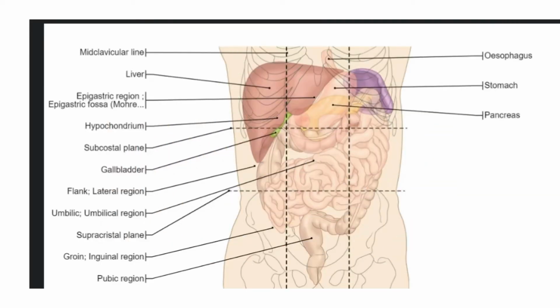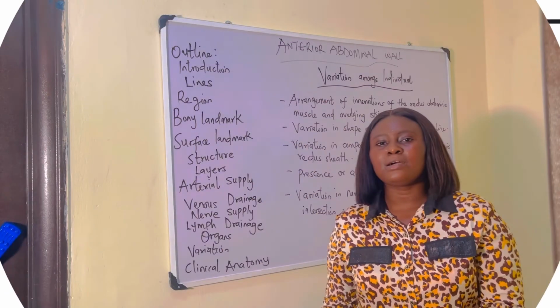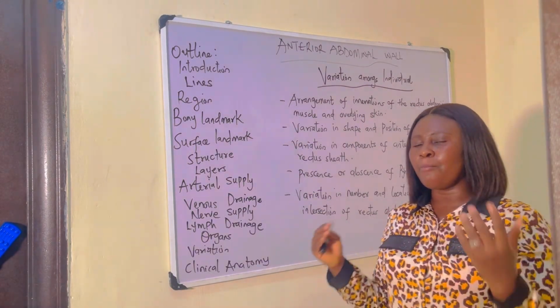So this is a diagram that shows a clearer picture of the organs that we can see in the anterior abdominal wall based on their regions and also on their plane. As you can see, the liver is located in the right hypochondriac region, the epigastric region, and the right lumbar region. Let's talk about the variation that we can see amongst individuals.